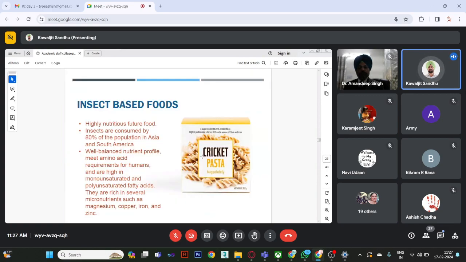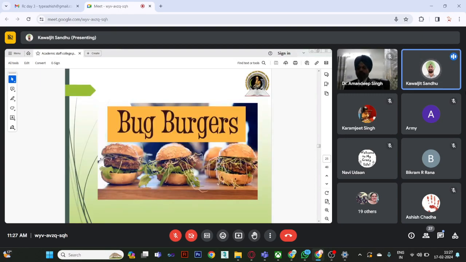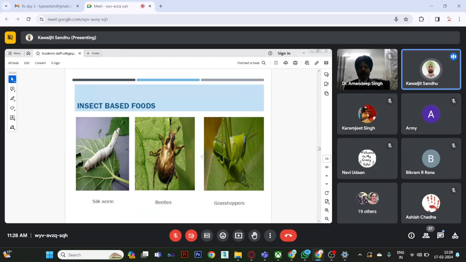So now some companies are making insect based foods, like I've shown you this cricket pasta. Insects are consumed by some Asian countries as well as northeast people, but now, because they are rich in monounsaturated fatty acids and polyunsaturated fatty acids, rich in magnesium, copper, iron, zinc, some scientists are predicting insects as a future food. So you will find burgers with patties made from insects in future. A lot of work is going on in insect-based foods. We'll have a variety of insects like silkworm, beetles, grasshoppers. So they will be our food in future.